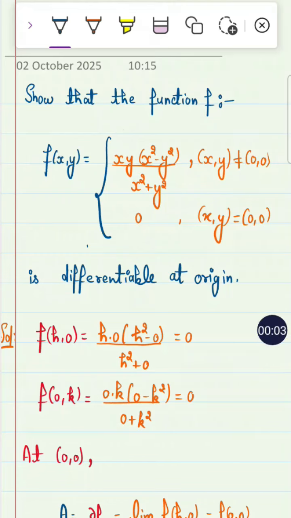Show that the function f(x, y) = xy(x² − y²)/(x² + y²), where (x, y) is not equal to (0, 0), and f(x, y) = 0 when (x, y) = (0, 0). If the function is defined this way, then it is differentiable at the origin, right? How is it proved that it is differentiable at the origin?